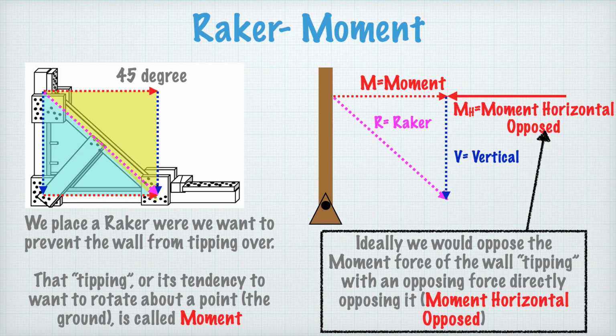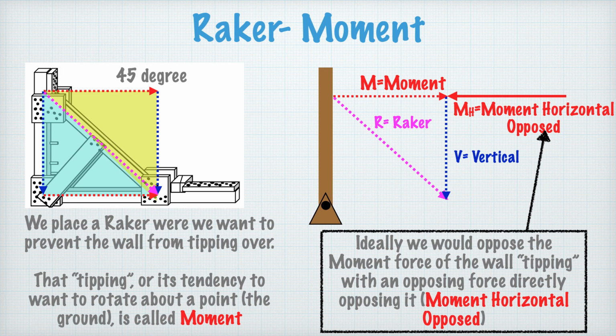All right, the second triangular instance, which we'll review for a raker, is that of what's called a moment force. So what does that mean? Well, we're placing a raker in structural collapse to prevent a wall from tipping over. And that tipping, or maybe a more precise engineering way to say it, its tendency to want to rotate about the point at the ground, is called a moment. And we use the term moment because that's the most appropriate engineering term for it.